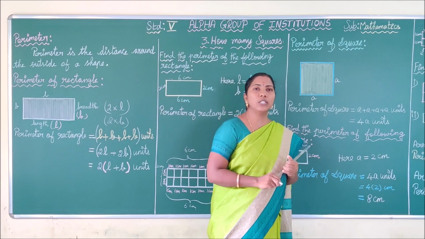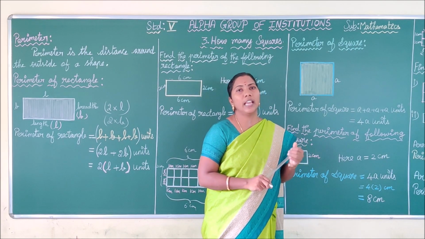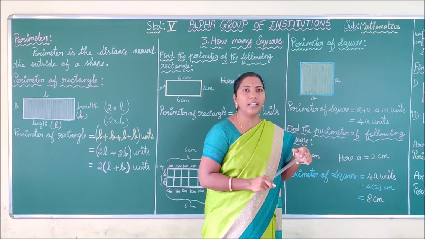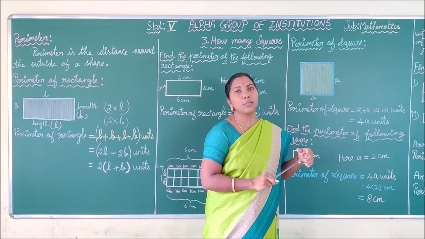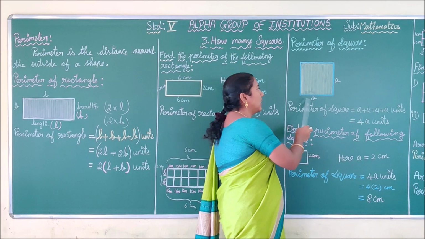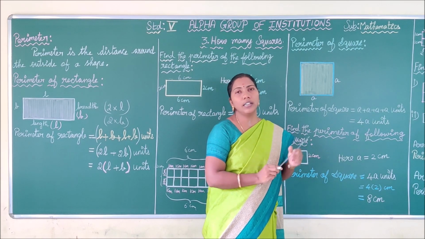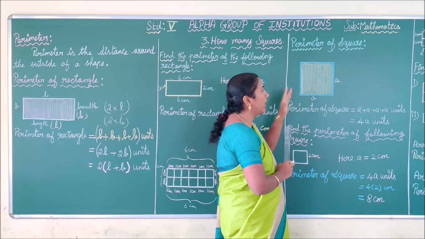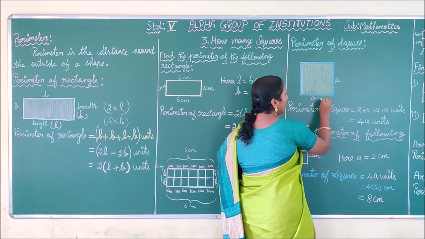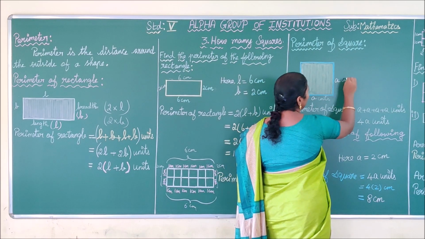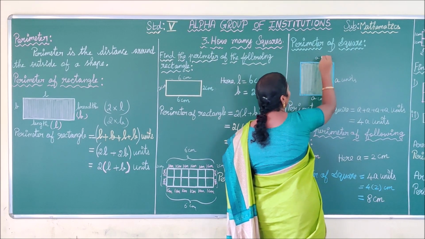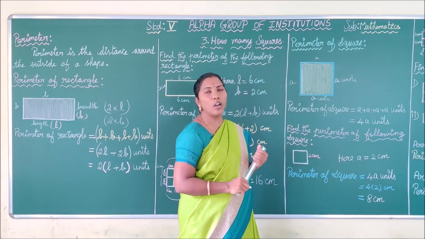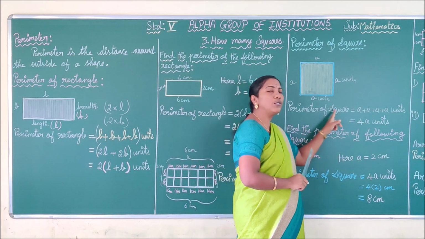What is meant by a square? A square means all the sides are equal and all the angles are 90 degree. I have already told you its properties. This is the given square. We usually take the side as a units. That is, the given square has the side as A units. This also A units, here also A units, here also A units. Now we are going to derive the formula for the perimeter of a square.